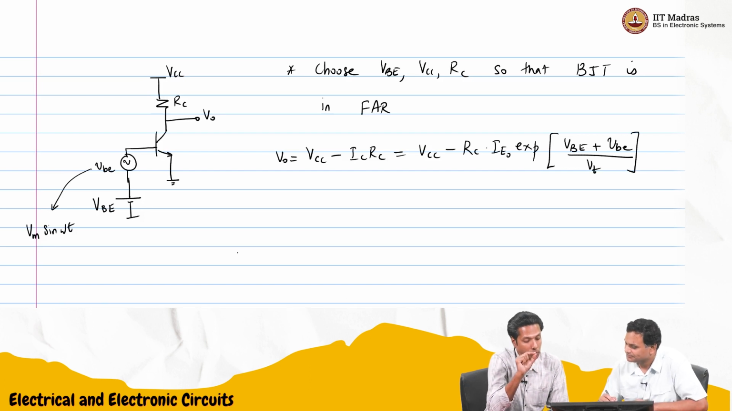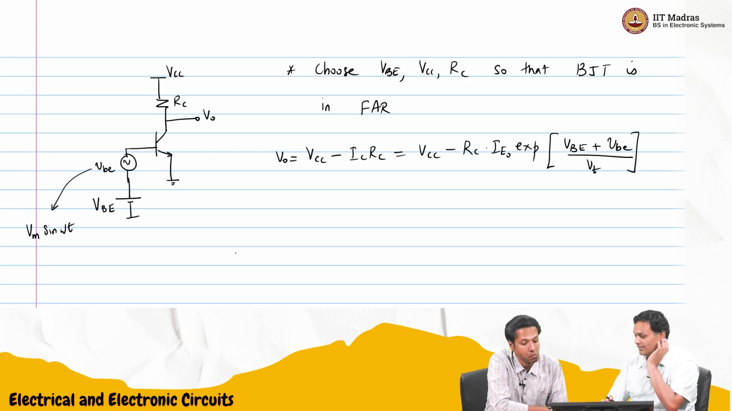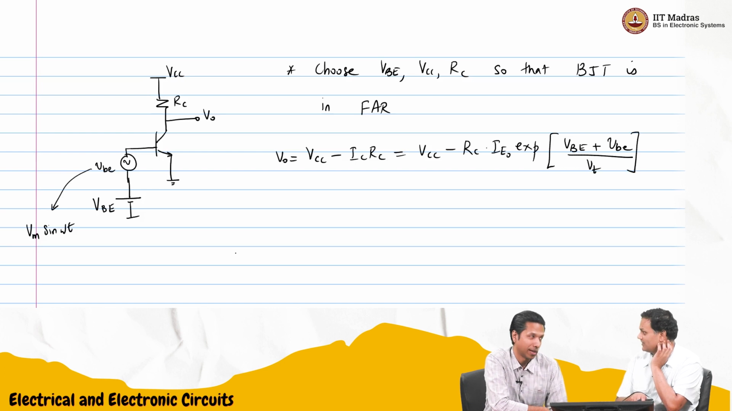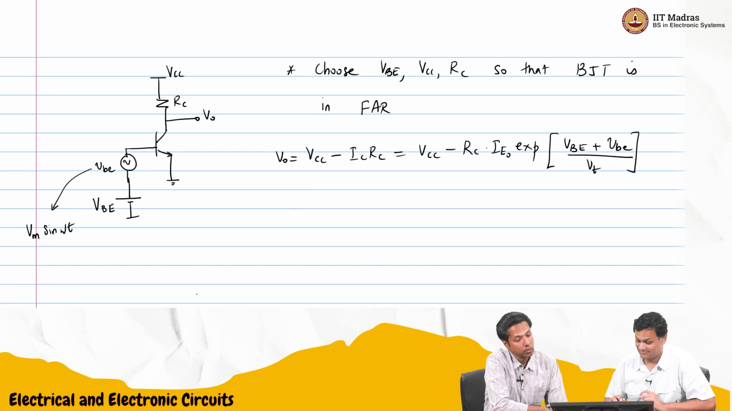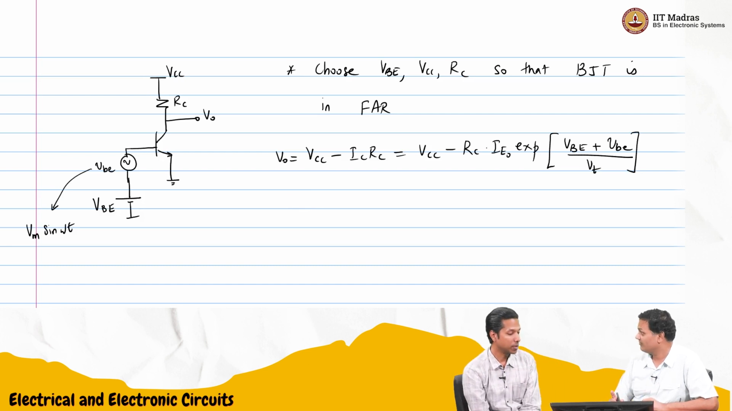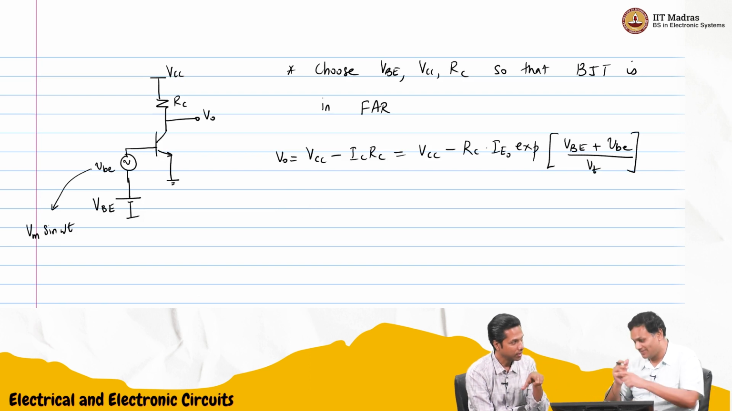So the small VBE is the one that is varying. Capital VBE is constant, fixed. So clearly we want to amplify this small VBE. Let us see this. This also means the output has maybe two components, one some DC component and the other one is the varying component.